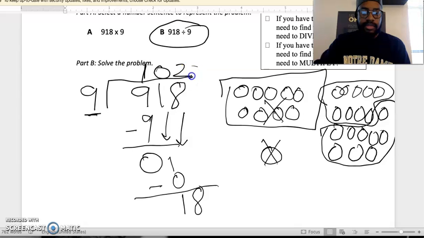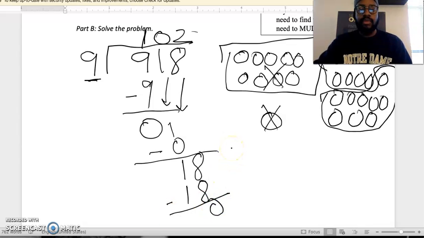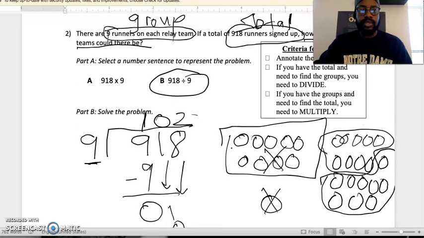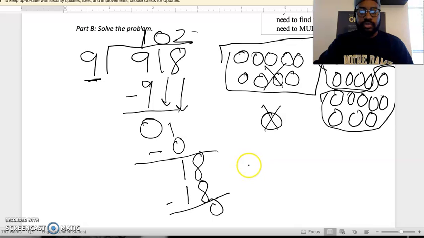So I'll write that up top. 2 times 9 is 18. 18 minus 18 is 0. There are no more numbers to bring down. So my answer is 102 teams.